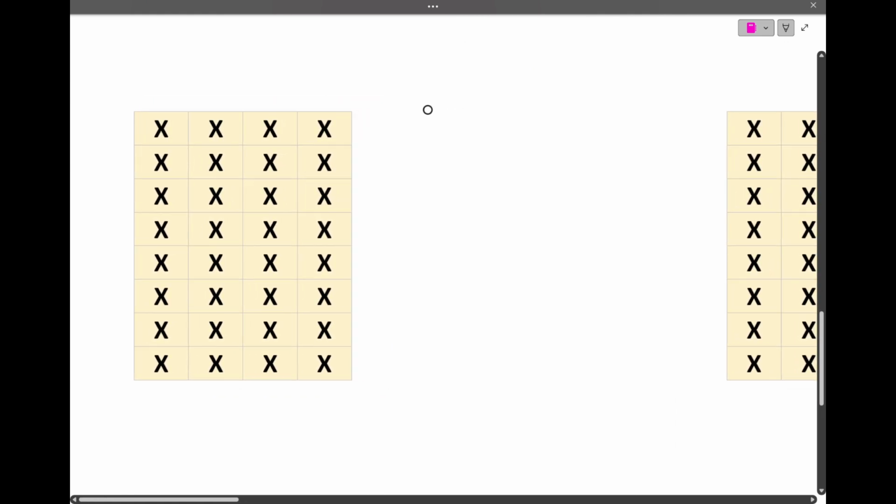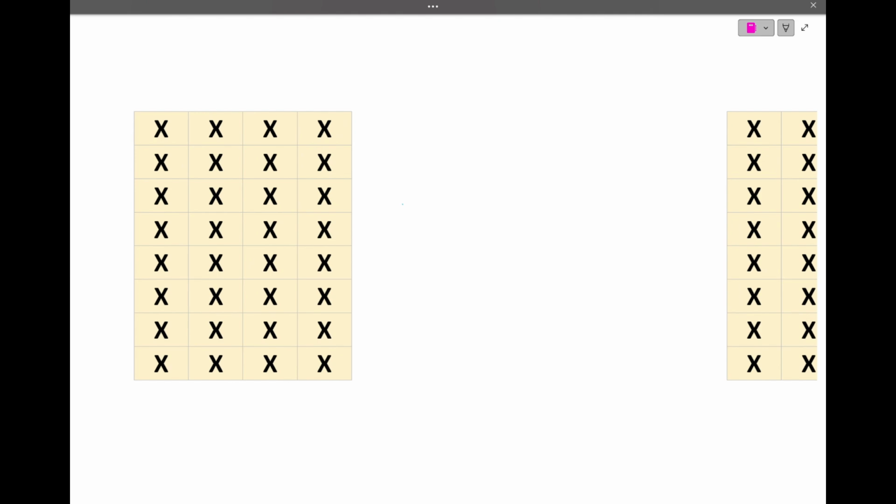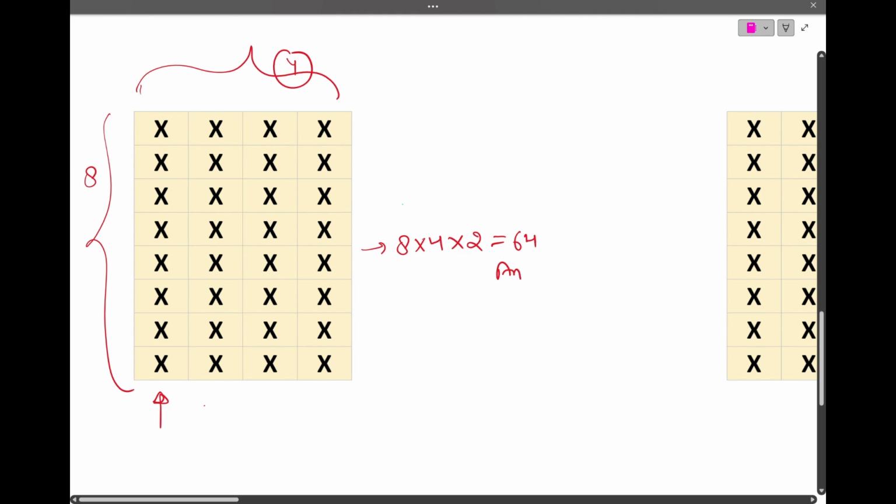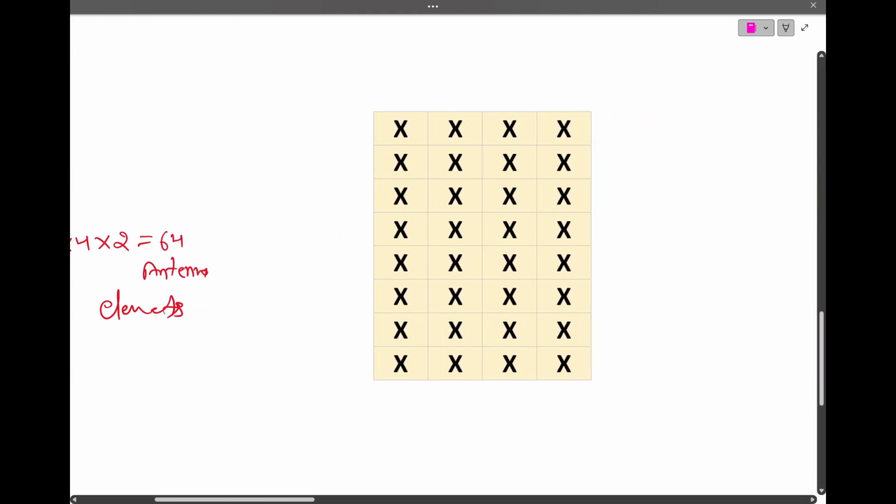Let's look at one example. As you see, there are 8 antenna elements placed vertically, 8 rows and 4 columns. So in total we have 8 multiplied by 4, and dual polarized, total 64 antenna elements. There are 2 antenna elements, dual polarized. So let's consider case by case.